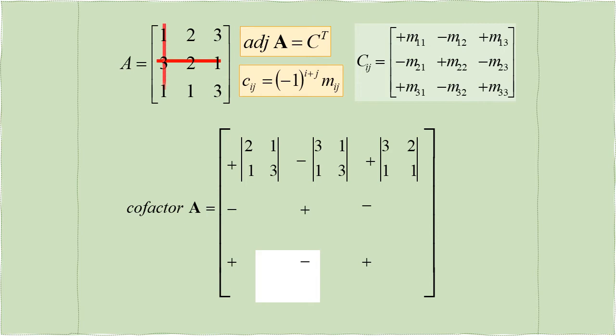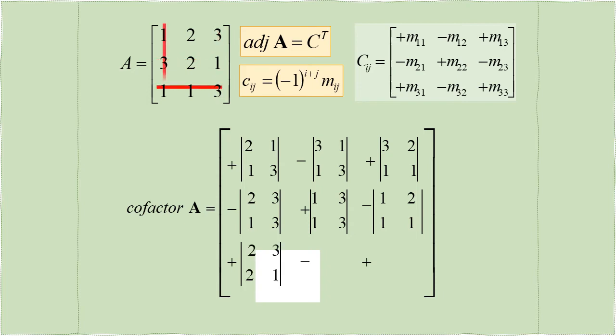And continue row 2 column 1: 2 3 1 3. Row 2 column 2: 1 3 1 3. Row 2 column 3: 1 2 1 1. And the last row, third row and first column: 2 3 2 1. Third row and second column: 1 3 3 1. Third row and the third column: 1 2 3 2.